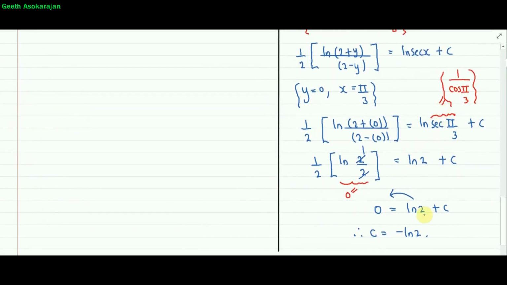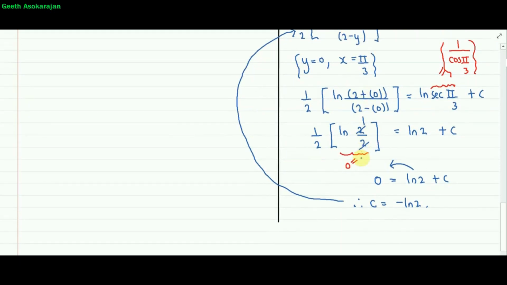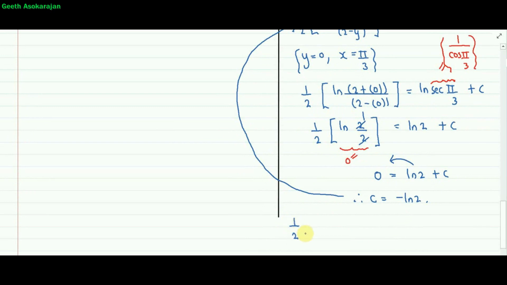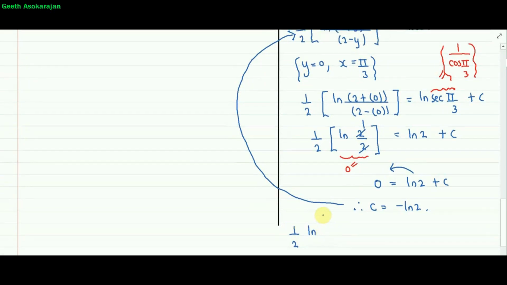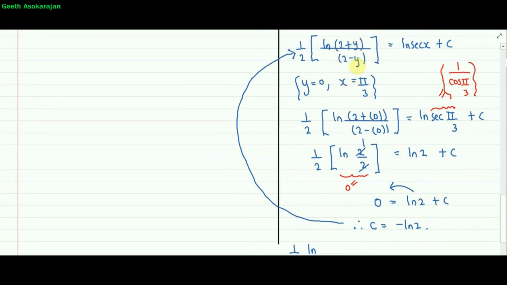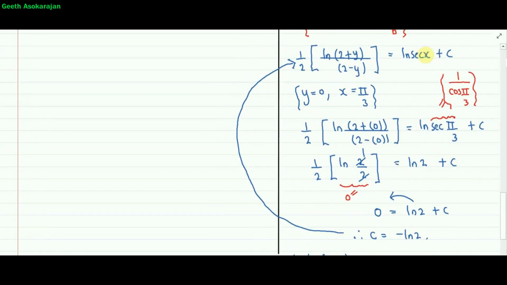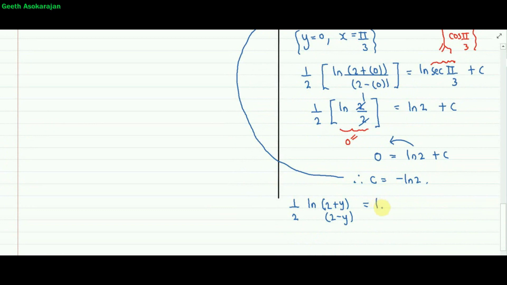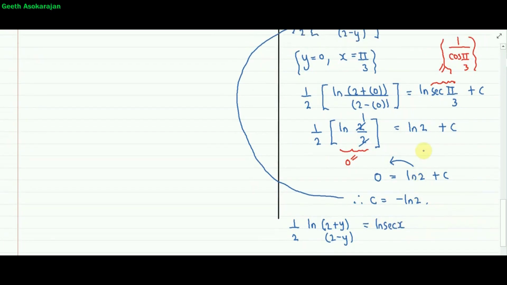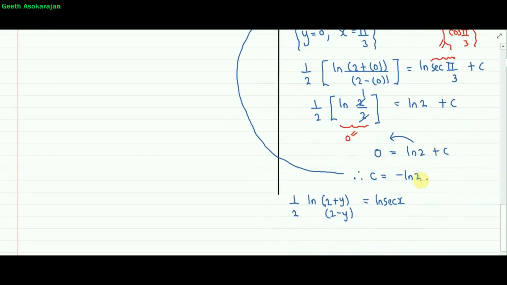Now let's plug c back into this equation over here and see what we get as a result. So on the left, let me scroll down, we've got half ln of 2 plus y over 2 minus y, and that is equal to ln sec x plus c, and for c we had minus ln 2.